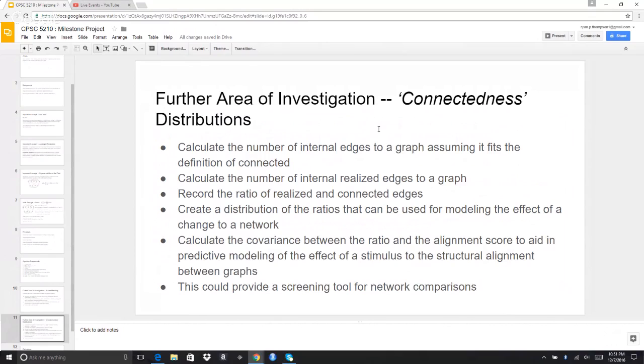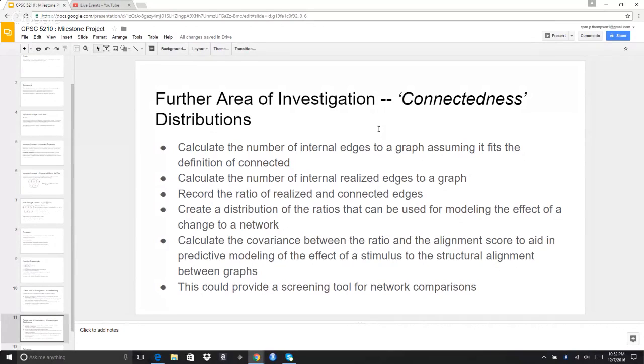So with enough samples between networks, alignments changing, right? This global matching changing between graphs, and how internally the graph changed itself, you could calculate the covariance between those two measures. And if you come up with a strong covariance between them, you could potentially use it as a screening tool to limit networks that you don't think would be candidates to run these large algorithms over.